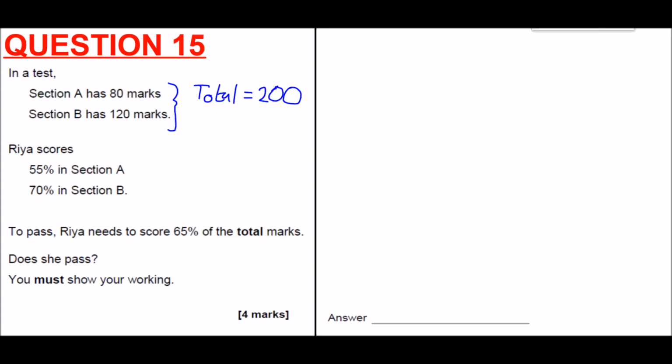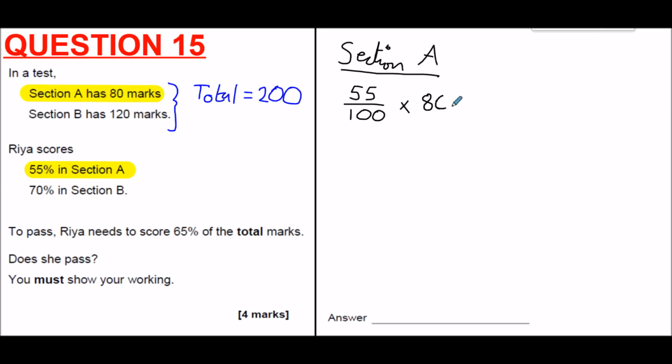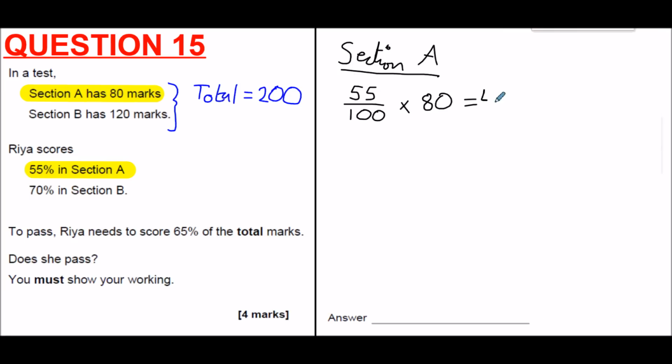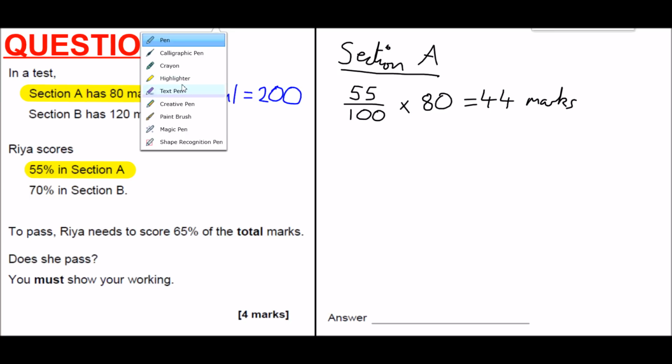We need to take these different sections separately. So section A is out of 80, and she scores 55% in section A. So let's work out what she gets in section A. For section A, she gets 55%, which means 55 out of 100, 55% of the 80 marks available. So if we calculate this, 55 over 100 multiplied by 80, what we have is 44. So for section A, she scores 44 marks.